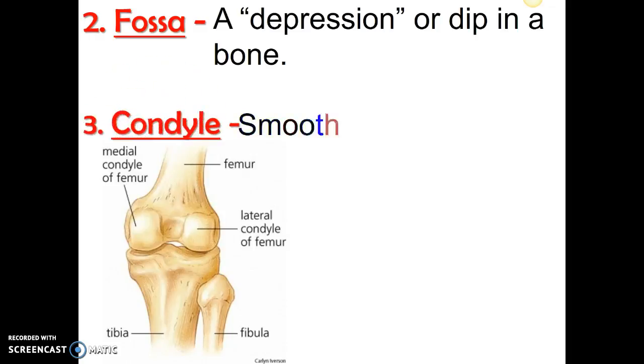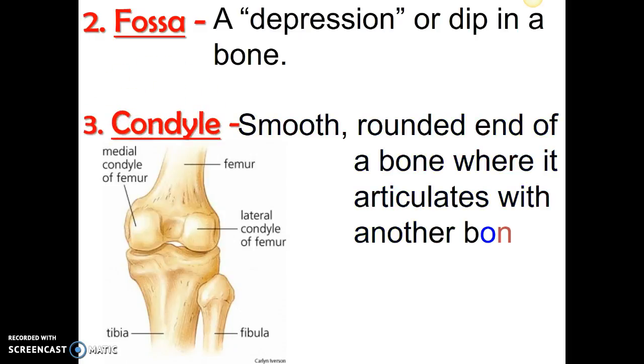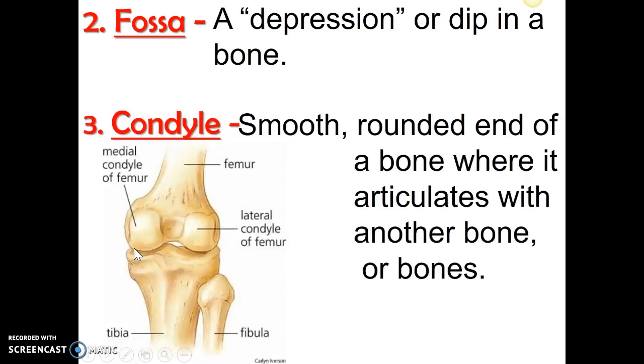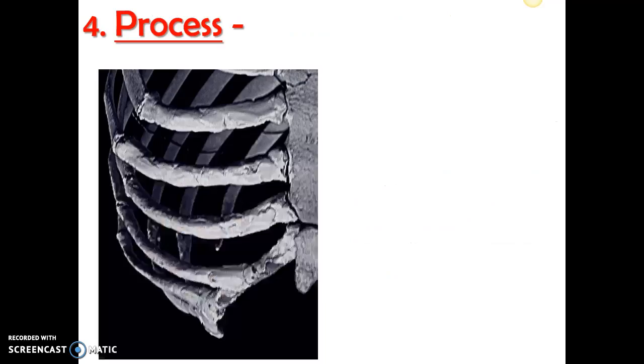A condyle is basically a smooth, rounded end of the bone where it articulates with other bones. You can see a lateral condyle on the lateral side of the body, medial condyle on the inside. I hit the forward button by accident. So they usually fit into a fossa. And they rotate so you can move like a hinge joint.